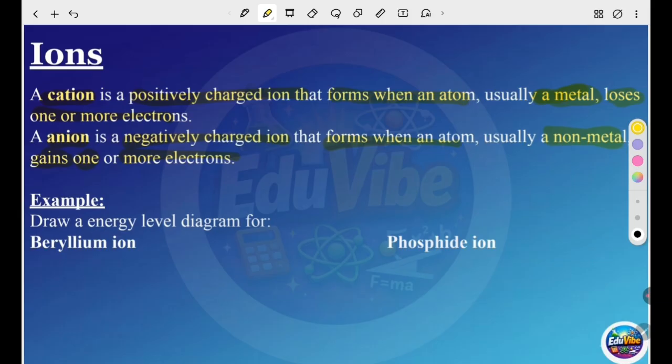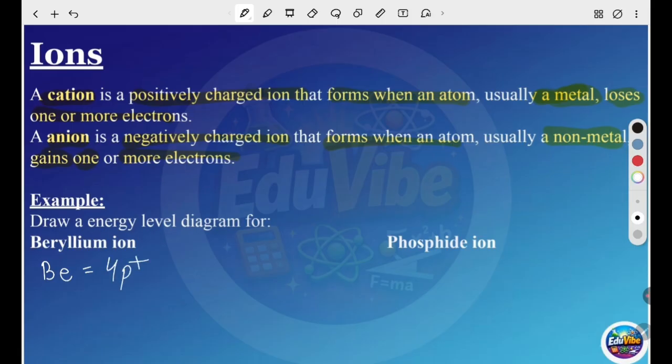If we have a beryllium ion, if we make the energy level diagram for beryllium, it is Be, which has 4 protons.